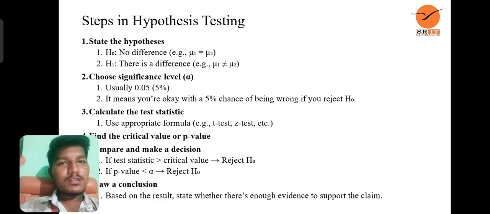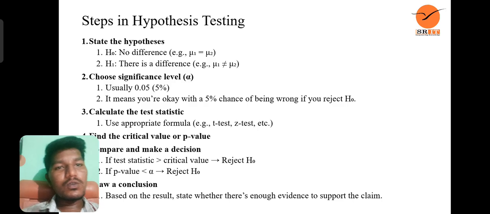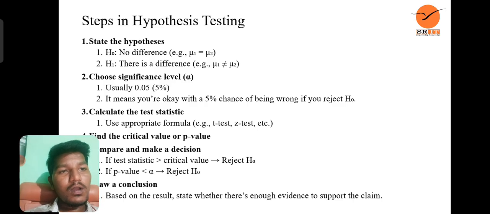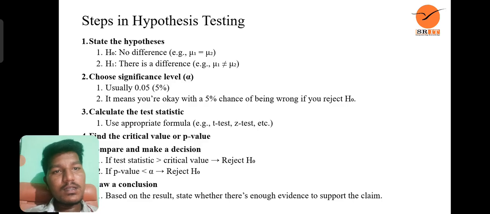Steps in hypothesis testing. State the hypothesis: H0 has no difference, H1 there is a difference. Choose the significance level, usually 0.05. It means you are okay with a 5% chance of being wrong if you reject H0. Calculate the test statistic using the appropriate formula: T test, Z test, etc.